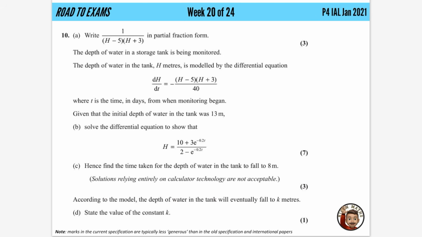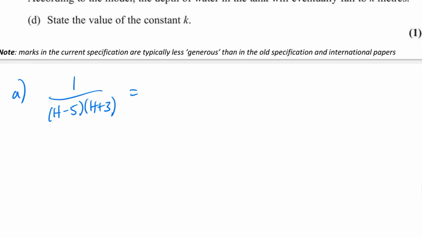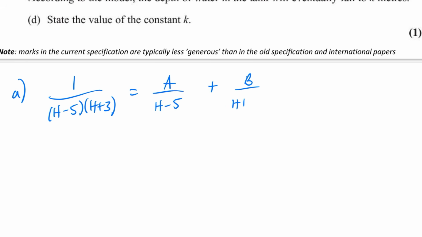Okay, so we're going to write this in the partial fraction form that we have here. Pretty easy to begin with. So that's 1 over h minus 5, and then we have h plus 3. Is that right? Yes, it is. So we know that this is going to go to a over h minus 5 plus b over h plus 3. I wonder why they're asking us to do partial fractions. I'm sure you've got an idea. It's probably going to be useful somehow in the next parts of the question.